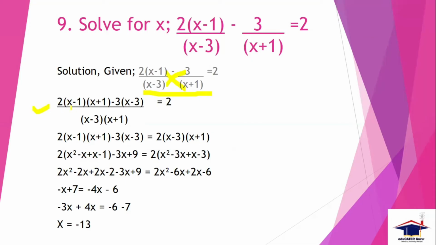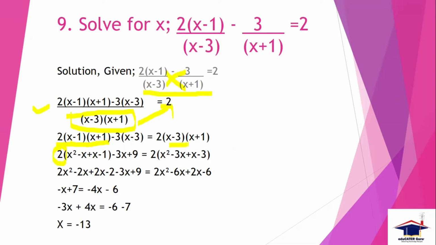So solving this, 2 into (x minus 1) into (x plus 1) minus 3 into (x minus 1), and taking the denominator to the right hand side, it comes to the numerator side. So it is 2 into (x minus 3) into (x plus 1). So when you solve 2 into, first you have to multiply (x minus 1) and (x plus 1). So x into x, x square, minus 1 into 1 is minus 1, and minus x and plus x multiplied by 2. Similarly, 3 into x is 3x, minus 3 into minus 3 is plus 9.